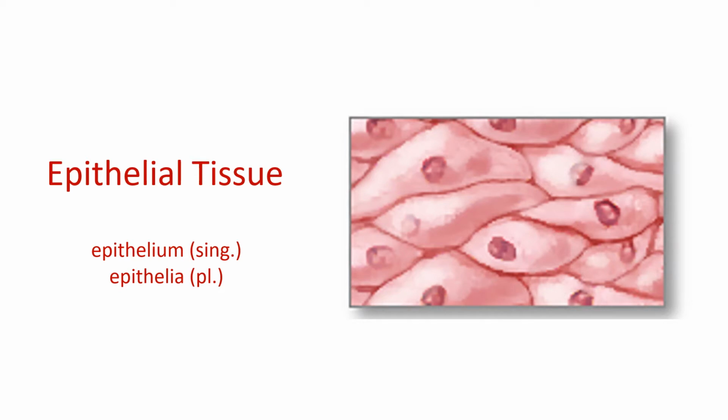So let's start with epithelial tissue. We can call it epithelial tissue if we're talking about a single epithelial tissue. Then we can call it epithelium. That's the singular for the tissue. If we're talking about lots of epithelial tissues, then we can talk about epithelia.